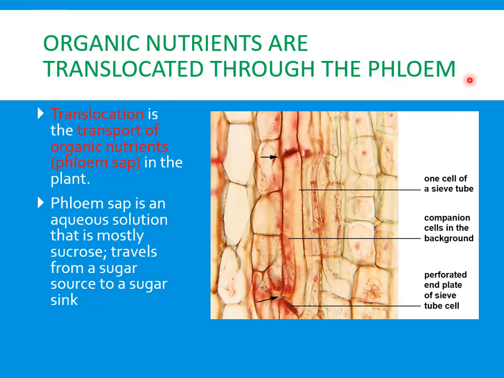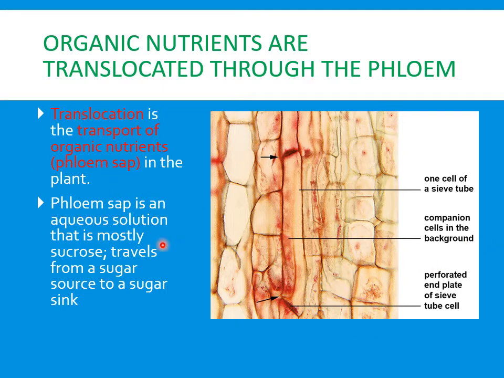Now, we have finished already in transport of water. So, kita proceed dengan transport of organic nutrients. Organic nutrient in this case is basically sugar lah. Right? So, translocation is the word. We don't use the word transport of water or what. So, in this way, translocation is the transport of organic nutrient, which is the phloem sap in the plant.